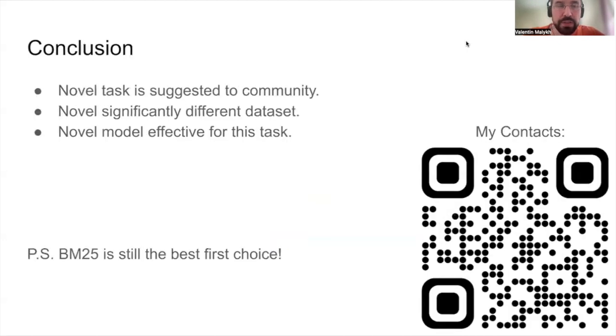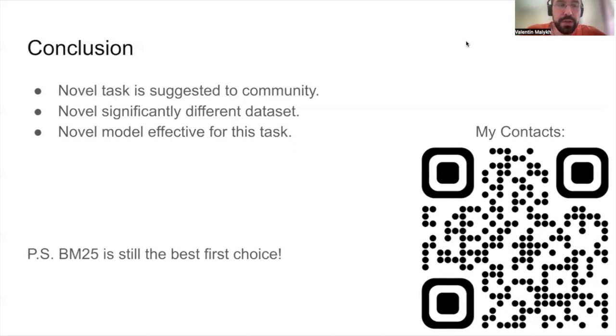So regarding the conclusion, we presented a novel task, which we suggest the community work with. I think it's a really interesting task, and it's different from the existing ones, as shown by the existing models, which are not able to solve it. And even with our model, it's not really solved. It's only the beginning. We present a new, significantly different dataset, which hasn't been presented yet, and we present a novel model which is effective for this task. Of course, it's not solving the task yet, but it's still effective.